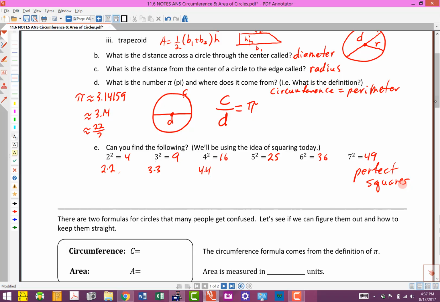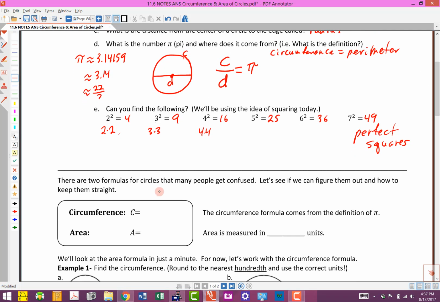Now, there are 2 formulas that we're going to use when we're talking about circles, and people get these confused. And I'm going to show you a way that you can keep these straight. So here are the formulas. The circumference formula is 2 pi r, and the area formula is pi r squared. So circumference is 2 pi r, and the area formula is pi r squared.